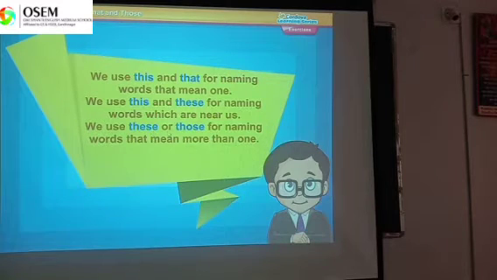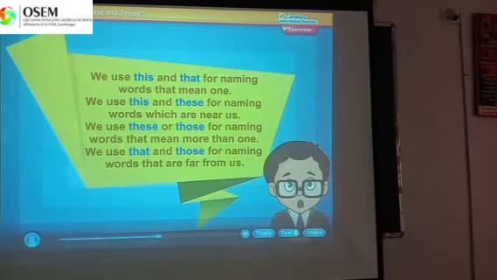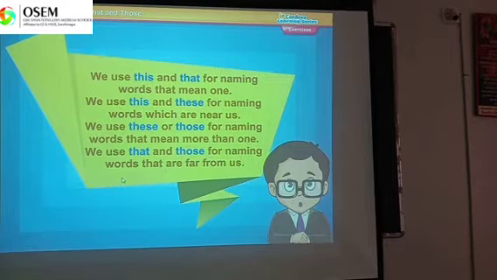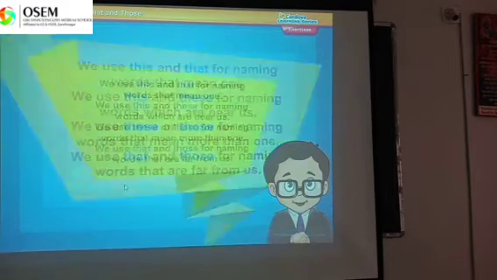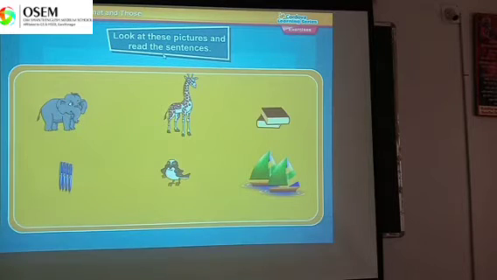We use that or those for naming words that mean more than one. We use this and those with plural nouns. We use that and those for naming words that are far from us. Look at these pictures and read the sentences.